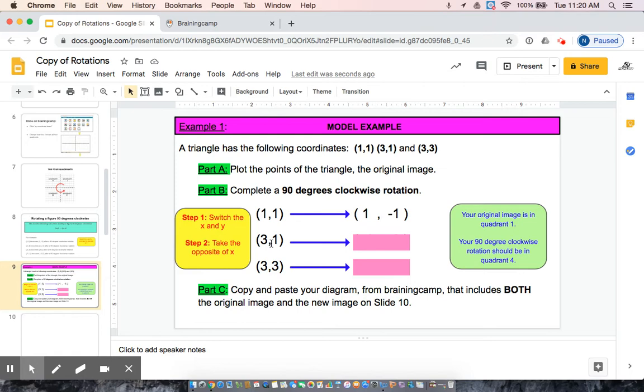Now I need to do the same thing for my second coordinate, 3, 1. So I switch the X and the Y, so it would be 1, 3, then take the opposite of 3, which is negative 3. So my new point is 1, negative 3.